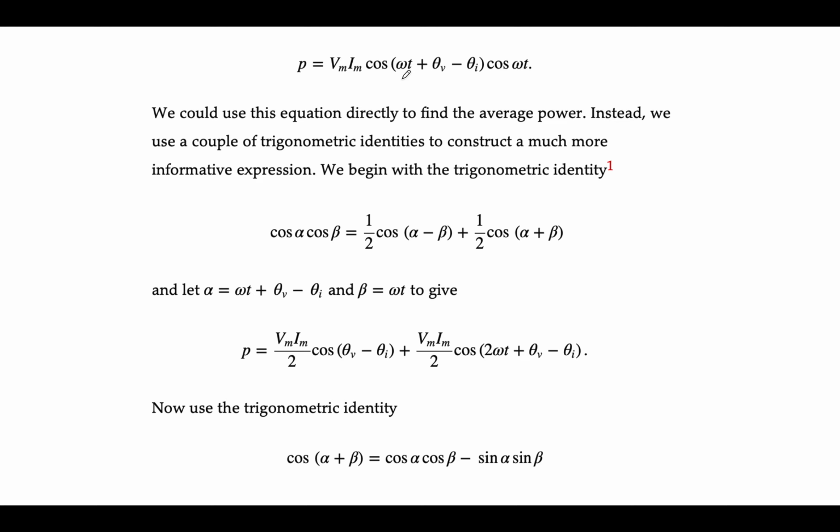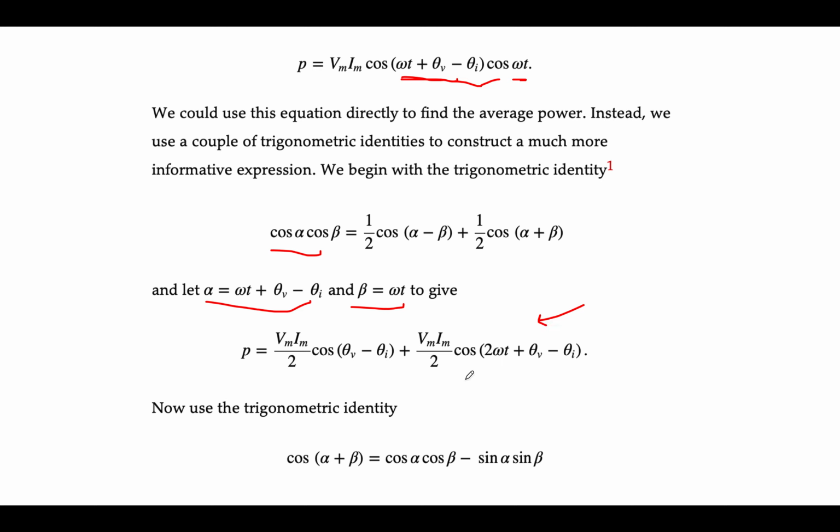So the first thing we're going to do is work on this angle, and because we have a product of two cosine functions, we're going to use the trig identity for cosine alpha cosine beta, and we're going to let alpha be this angle in the first term, and we're going to let beta be just omega t, the angle in the second term. So making the substitution for alpha and beta and then applying the trig identity, we come up with the following expression.